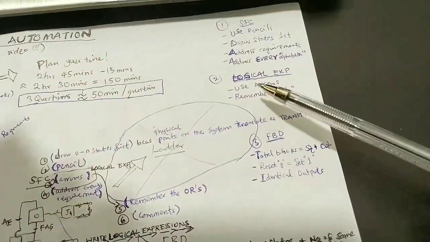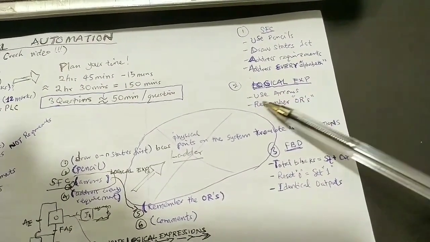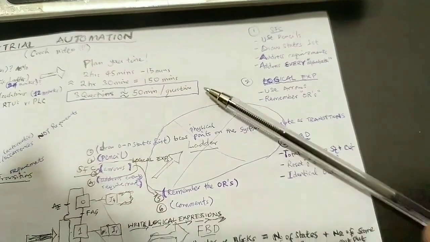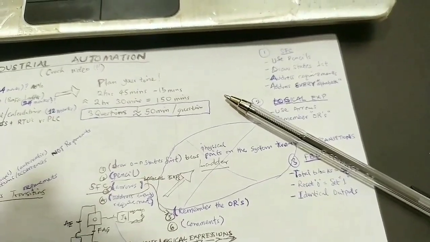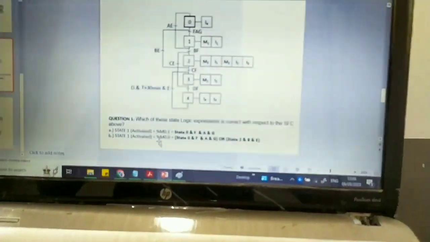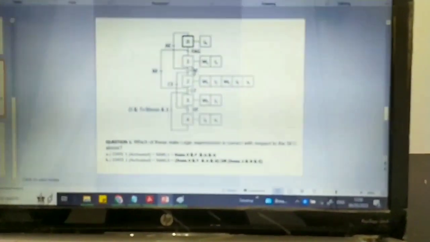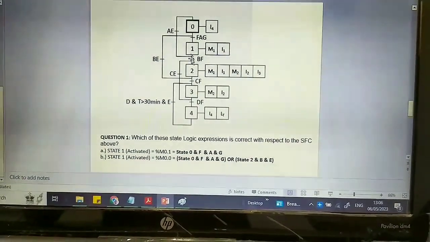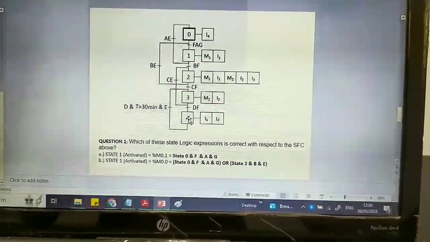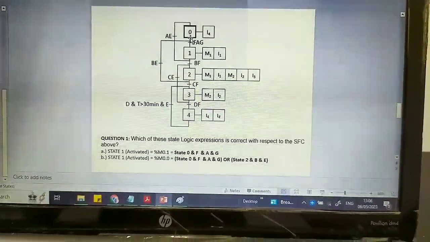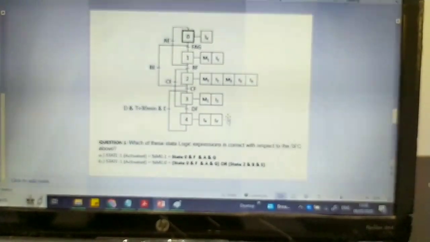For your logical expressions, you want to use arrows. Now, Dr. Salah didn't do this, but I think it helps. It helps in the sense that when you start writing your logical expressions, there was something I asked him, this was my mail to him, I just screenshot it here. Literally, you have to write 1, 2, 3, 4, 5 logical expressions times 2, because each state has a set and reset. You write that, and then you write for these outputs also.